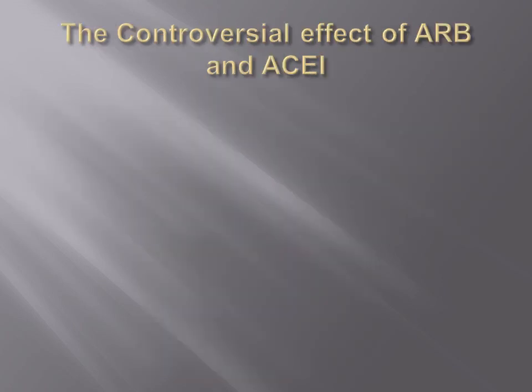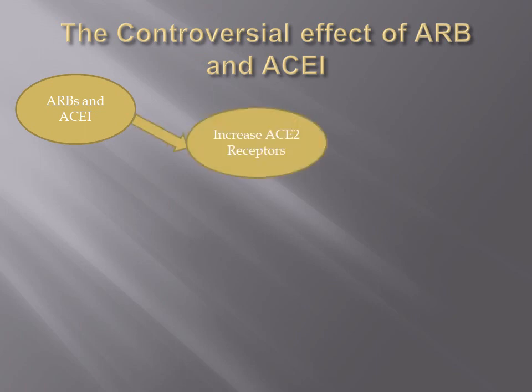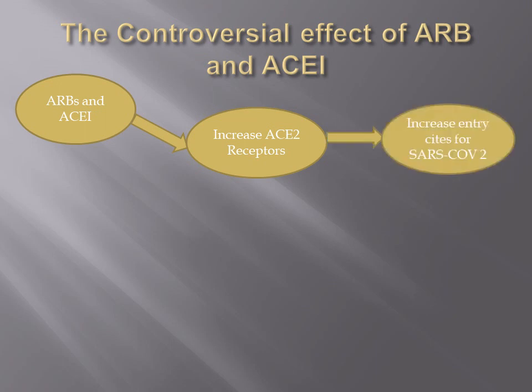So here maybe we can understand more clearly and shortly. These are the medicines, ARBs and ACE inhibitors, angiotensin receptor blockers and inhibitors, that are used to treat hypertension, diabetes, and some others. They have two impacts on the ACE2. The first impact is that it has been found by some studies that when these medicines are used, they increase ACE2. Increasing ACE2 for the COVID-19 pandemic means increasing the entry sites for the virus.